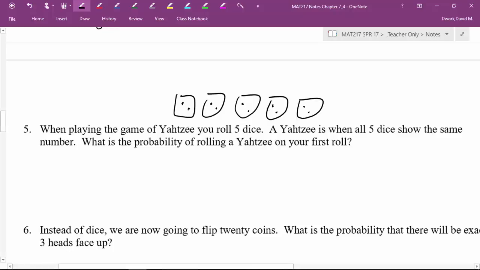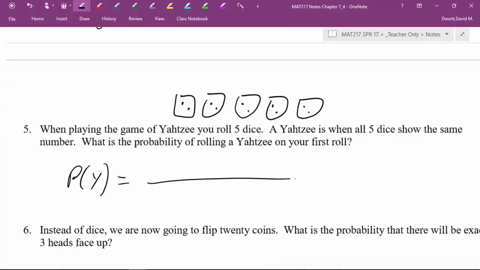Okay, so what is the probability of that happening on your first roll? Because in the game you do get multiple rolls, but I'm just going to ask you, what's the probability of this happening on your first roll? All right, give it a shot, see what you can figure out. Okay, here we go. So what's the probability of getting a Yahtzee? Well, the denominator, it's the same thing, right? What's the sample space?